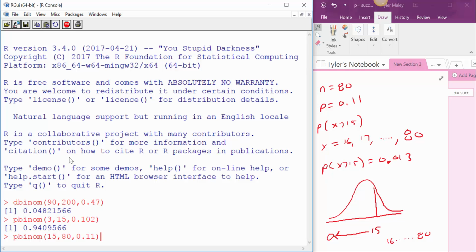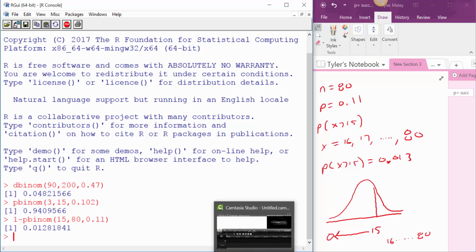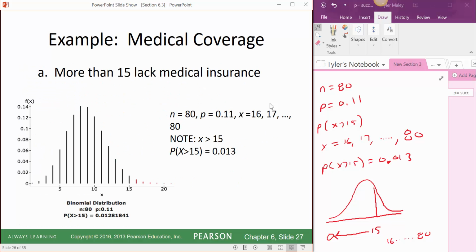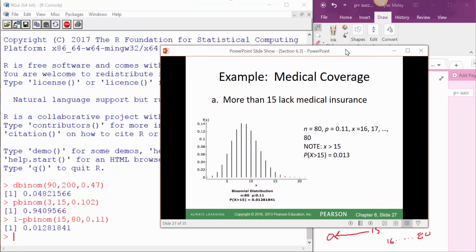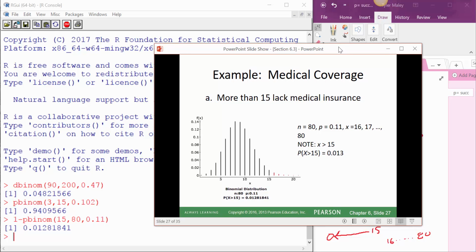But I know that both of those add up to 1. So if I find this and take 1 minus that, hit enter, that will give me the probability of 16 plus 17 all the way up to 80. So we get 0.012. If we go back to where we were on the PowerPoint, that's just rounded. They rounded to 3 decimal places to 0.013, which is perfectly fine.